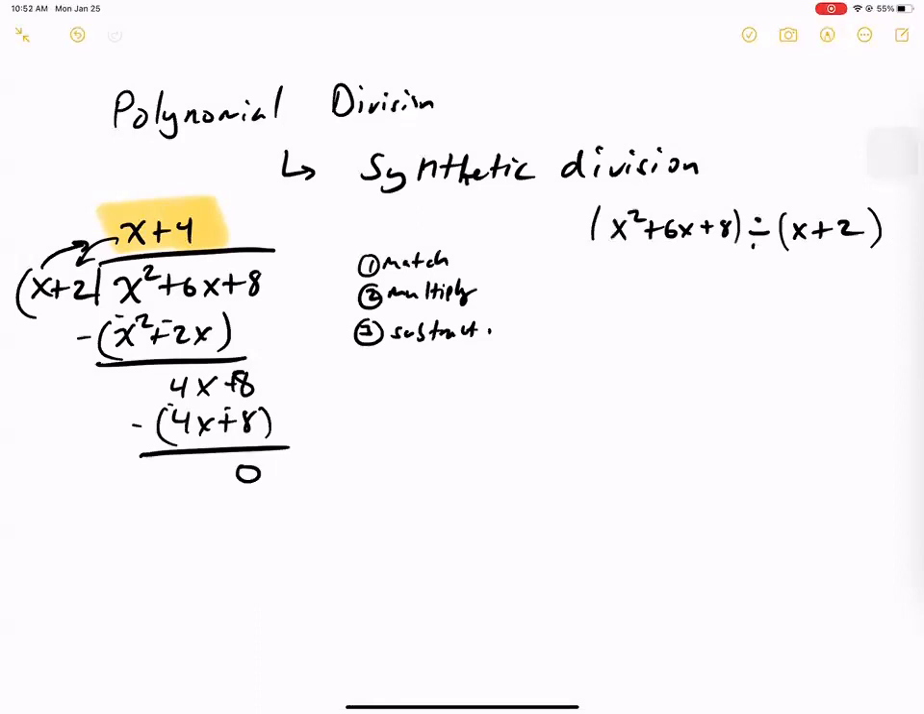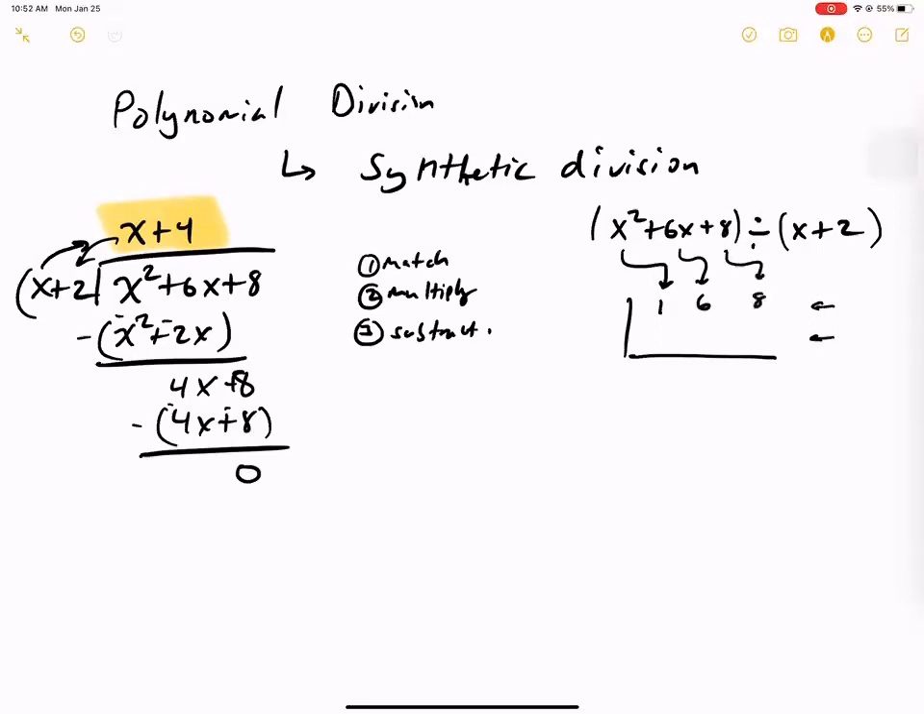Except I'm going to change this a little bit, and we do a setup. Instead of drawing a division sign like this, we're actually going to flip it around. And we're going to have 2 levels here. Just be careful, 2 levels going on. The first level is just writing the front coefficients. Just write the front number, which is a 1. The second number is going to be a 6. And the third number will be an 8.